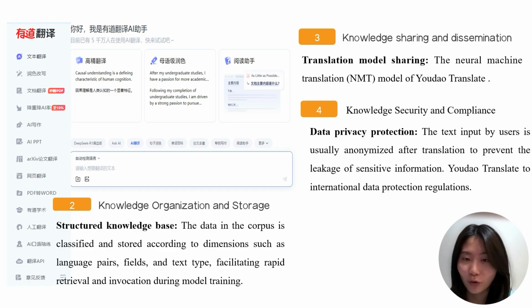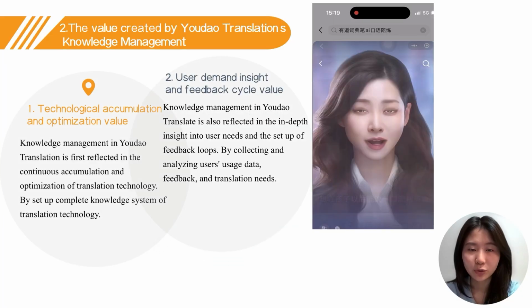And the fourth is knowledge security and compliance. Data privacy protection: the text input by users is usually anonymized after translation to prevent the leakage of sensitive information. Value created by Youdao Translate's knowledge management.